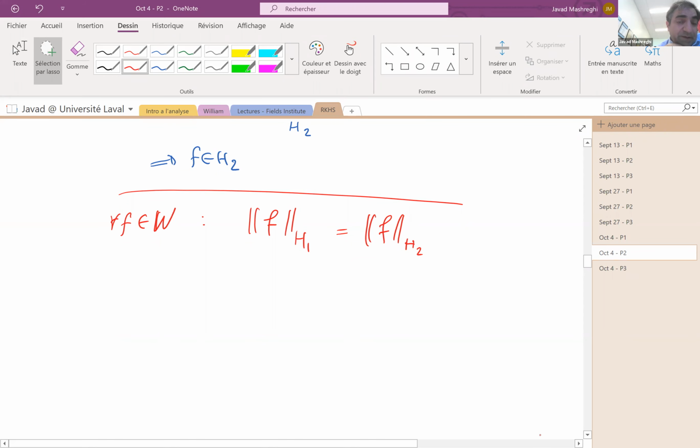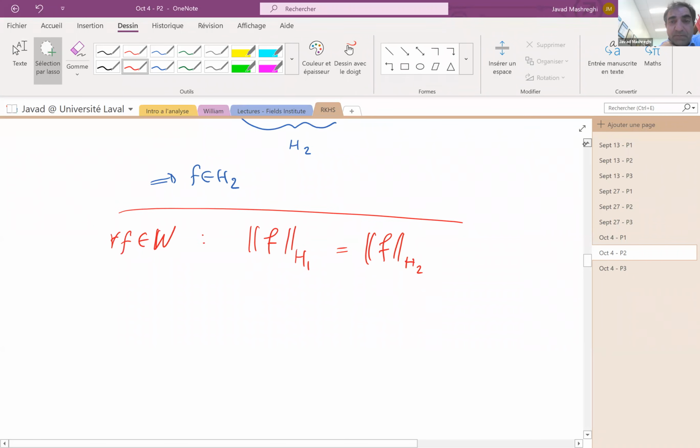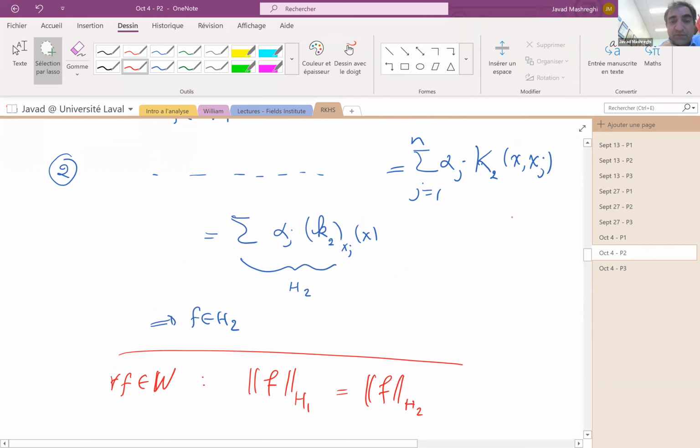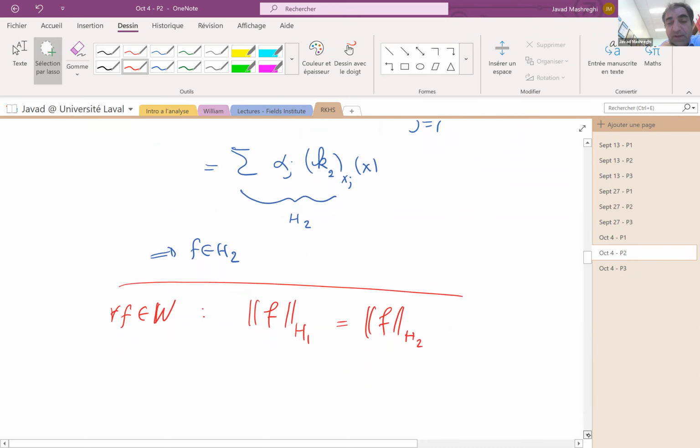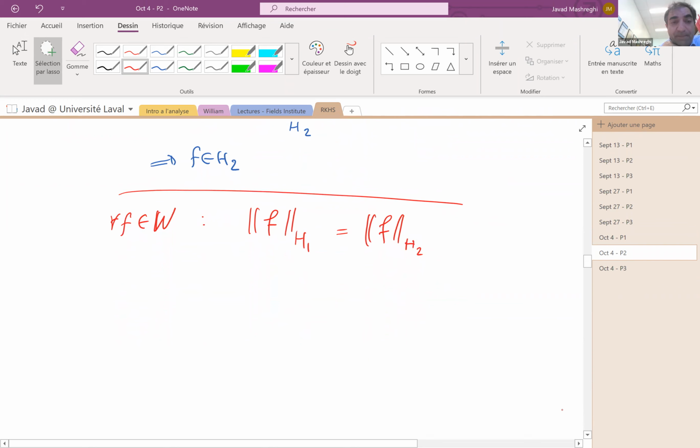And again, this is not something difficult to prove. It's similar to what I did here, really similar to what I did here to show that f is in H1 and H2. How do we do that? If f is equal to the sum of alpha j, K x j, what is the norm of f in H1 squared?